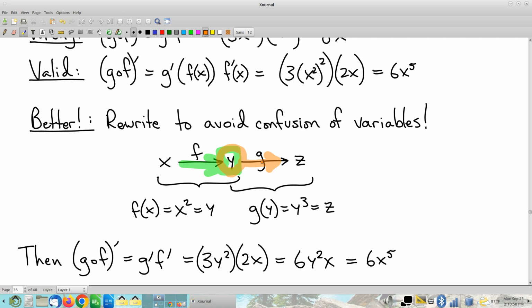And as such, you'll see here, here's that same function. G is still the cubing function, right? But I've written it as g of y equals y cubed instead of g of x equals x cubed. And now there's no confusion of variables, right? I've got distinct names for the original input, the intermediate, and the eventual output, all differently named, no confusion.